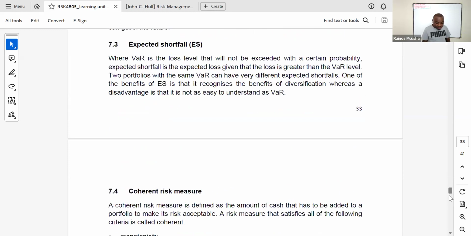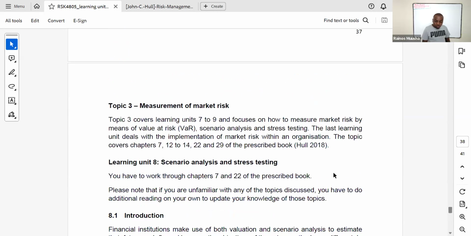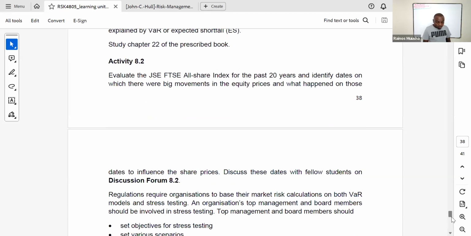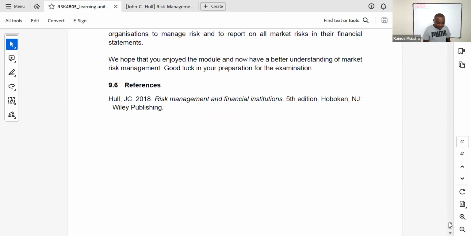Then learning unit 8, which is still topic 3, looks at chapters 7 and 22 of the textbook. So for learning unit 8, you need to look at chapter 7 and chapter 22 of the textbook. Then moving on to the last topic.